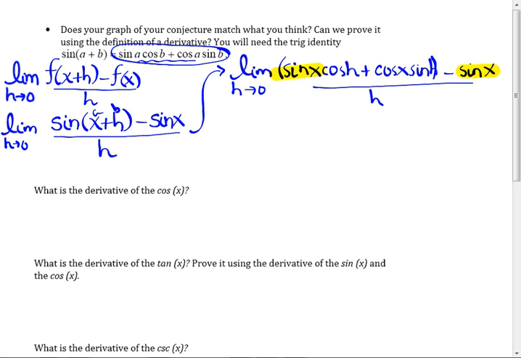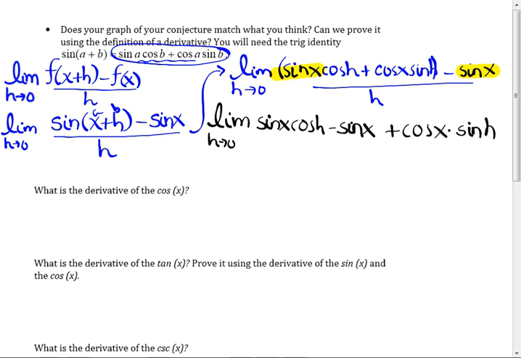So I have the limit as h goes to 0 of sine of x cosine of h minus sine of x, then plus cosine of x times the sine of h. And this is what might bother you. I'm going to make that over h and that over h. This is not multiplying. This is adding. If you have common denominators, what do you do with the numerator? You add them, right?